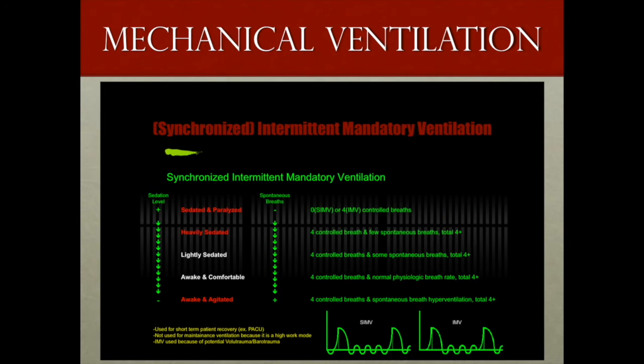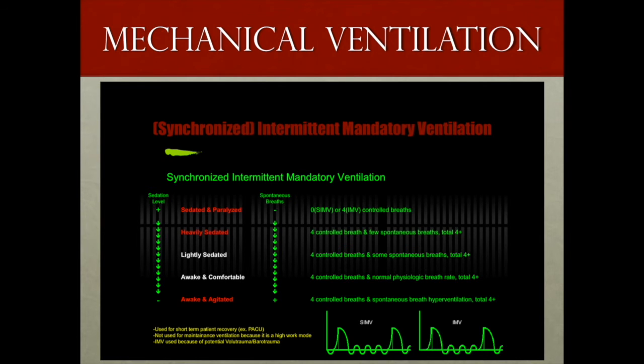And on the bottom, we can see an example of SIMV, where the mechanically ventilated breaths have negative inspiratory triggers and there is spontaneous breathing in between. And then IMV, where there is no negative inspiratory trigger, and the timing of the mechanical ventilated breath may be problematic depending on the spontaneous breathing in between.